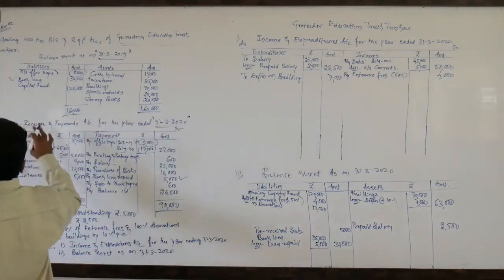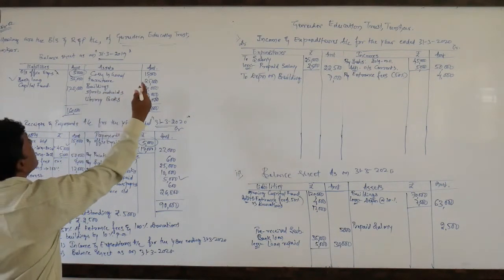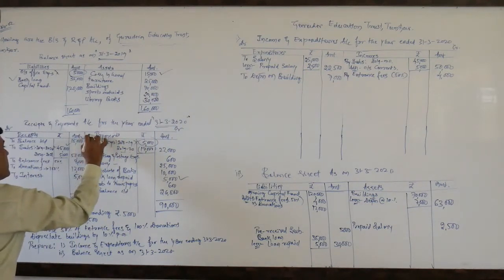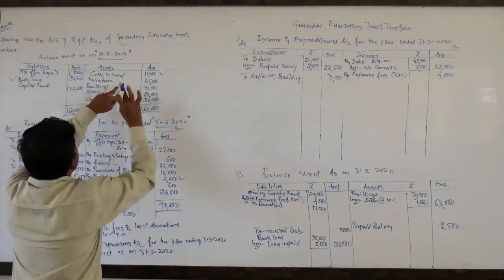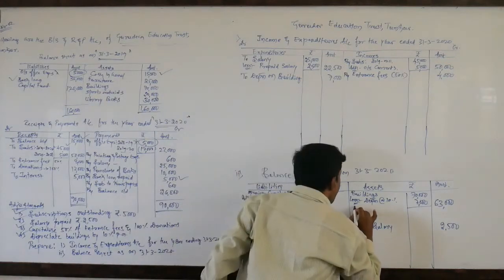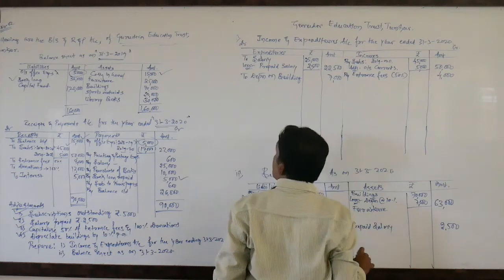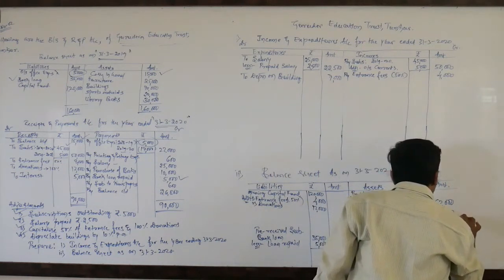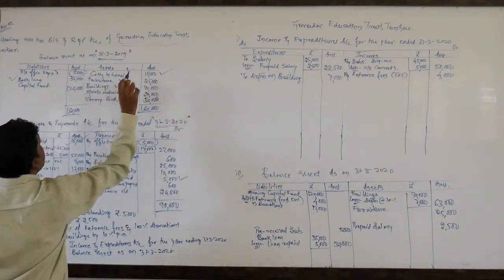The next, capital fund I have already taken. Look at the asset side, cash in hand, opening cash 15,000. So it is recorded on the receipt side of the receipts and payment account, no need to record it again. Furniture, no adjustment for this furniture, so here I want to write it on the asset side. Furniture amount is rupees 25,000. Next, I have sold the building already.